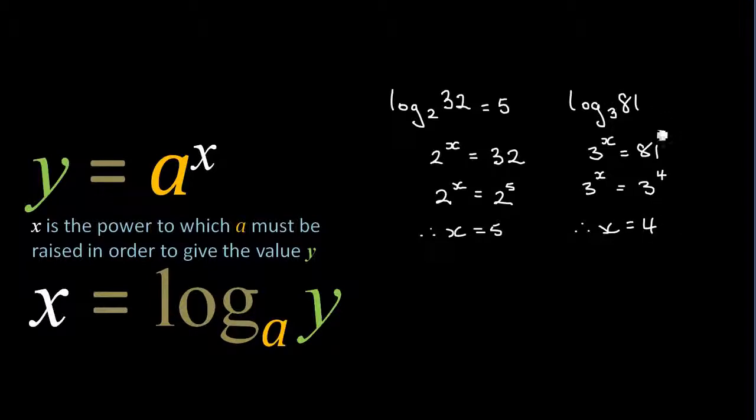So log of 81 to the base 3 equals 4. Okay, so that's just some extra thing that you might come across in an exam paper that you ought to know about, and it simply is another way of thinking about these indicial or exponential equations.